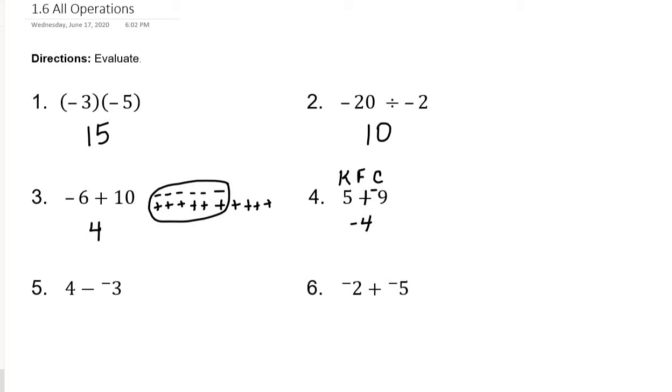Problem 5, 4 minus -3, and I can change subtraction to adding the opposite. So I have 4 plus 3, which is 7. Problem 6, I'm going to think about this as money. Let's say I owe somebody $2 and I owe somebody else $5. So altogether, I'm in the hole $7. So my answer is -7.